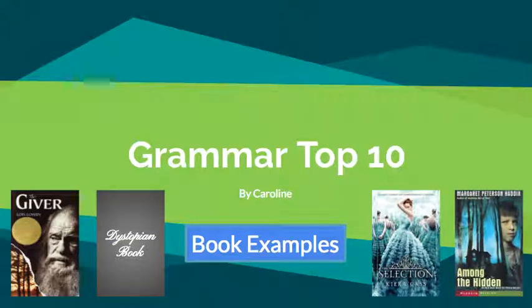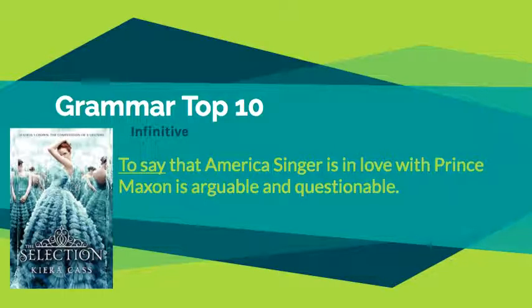The book examples that I have used for these sentence techniques are The Giver, a general dystopian book, The Selection, and Among the Hidden. The first example is an infinitive. This is an example of an infinitive. To say that America Singer is in love with Prince Maxon is arguable and questionable. An infinitive includes a to, following with a verb, and in this case, it is say. This is what makes up the infinitive.